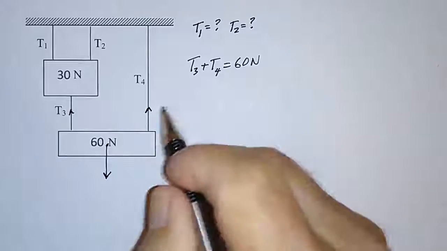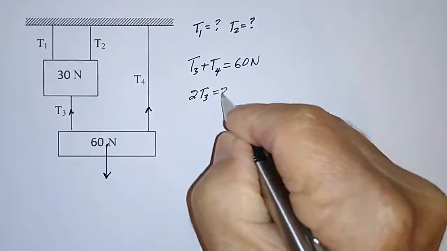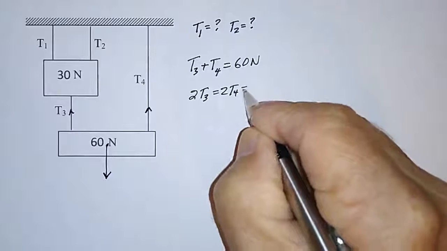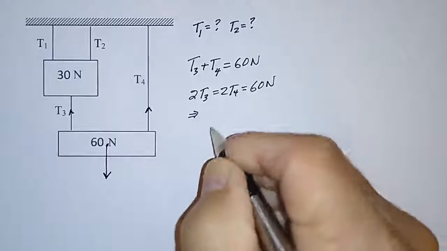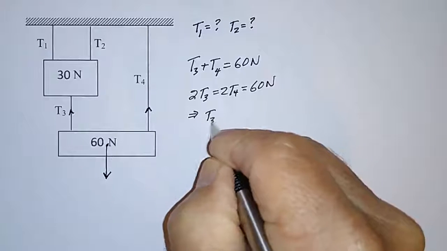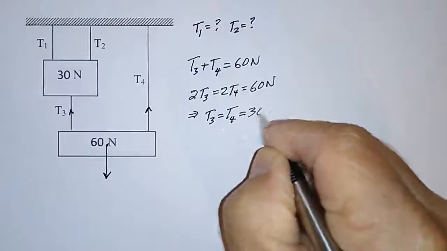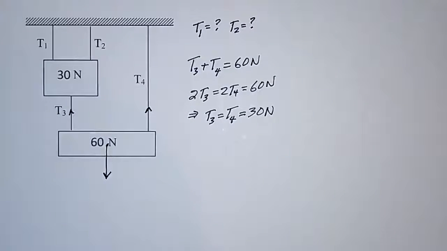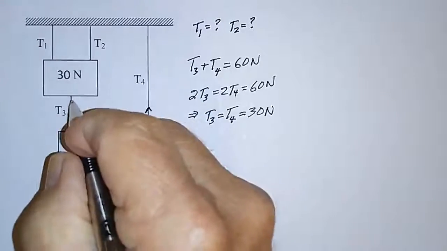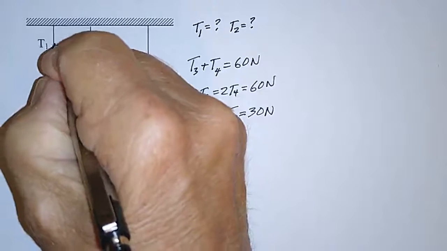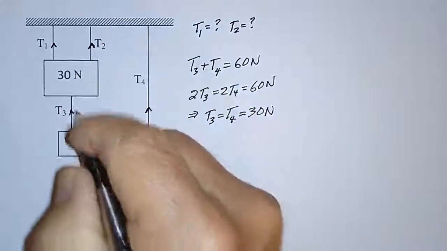So therefore, 2 times T3 or T4 has to be equal to 60 newtons. And that means then that T3 or T4 is equal to 30 newtons. Easy. Okay, what about this top one up here? Let's look at the forces acting on it. Here's T1, here's T2. We know those are equal for the same reason.